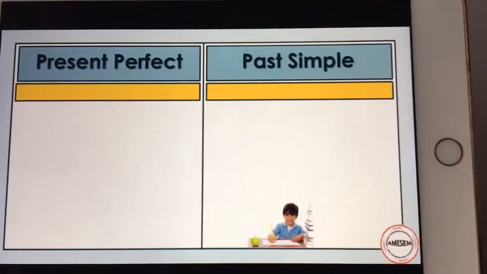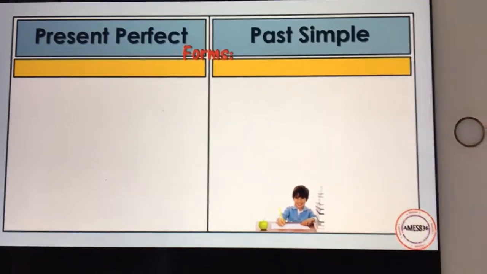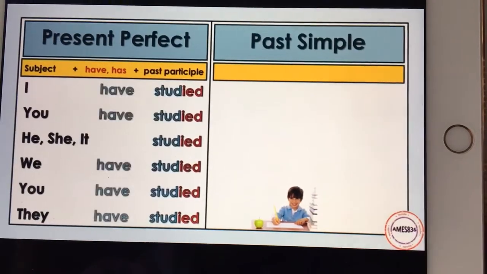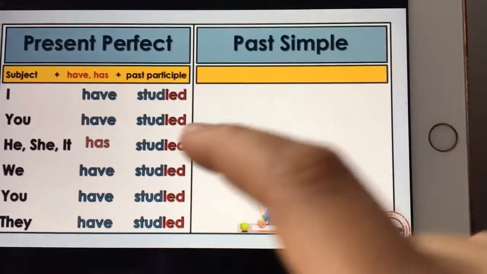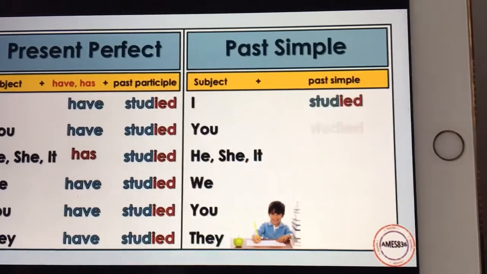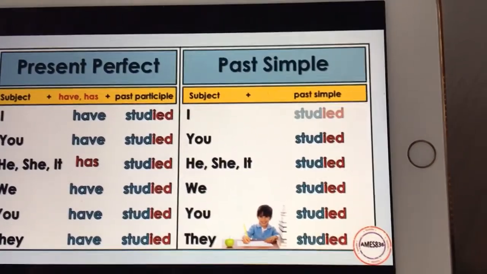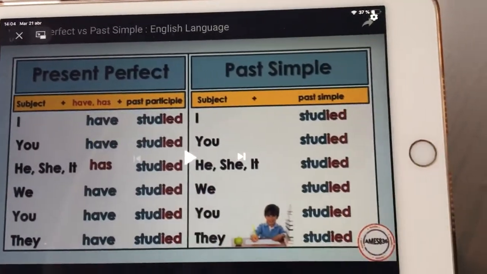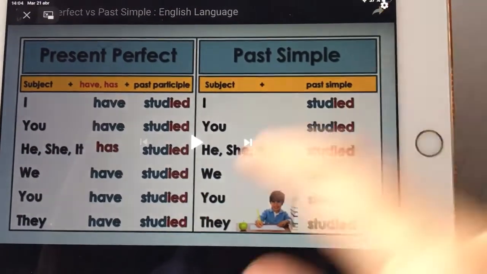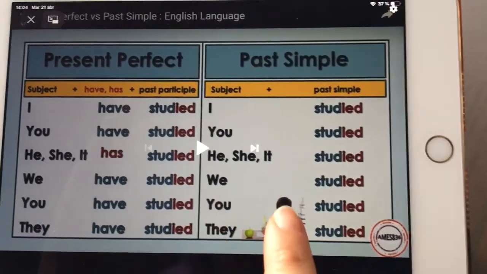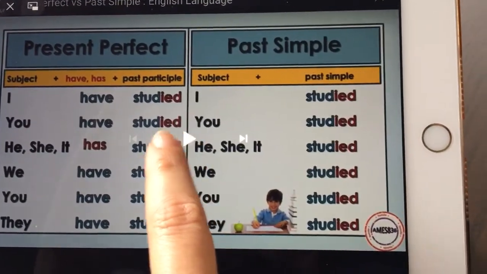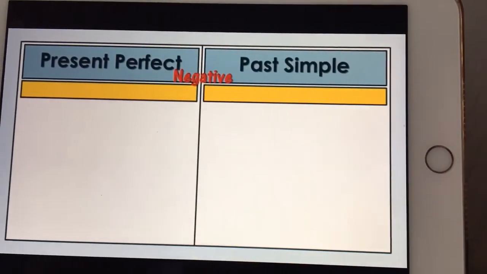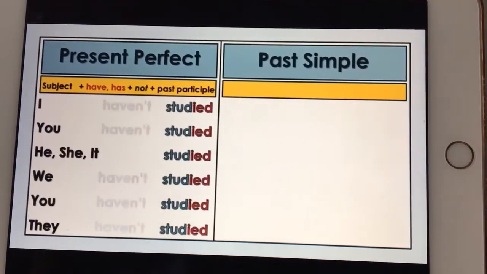Okay? So for the present perfect, remember, we always need this form, okay? Which is the subject plus have or has and the past participle. So the past participle, remember, is the third column on our irregular verb list, or if it's a regular verb, we just need the ed at the end, yeah? Whereas in the past simple, we only need the subject plus the past simple, which can be finished in ed or the irregular verb list.